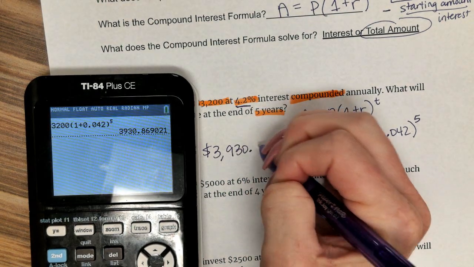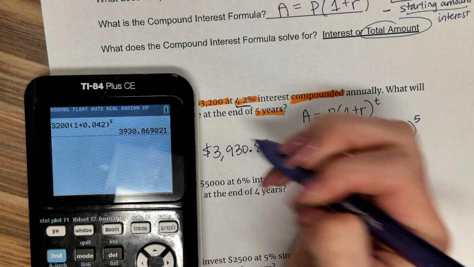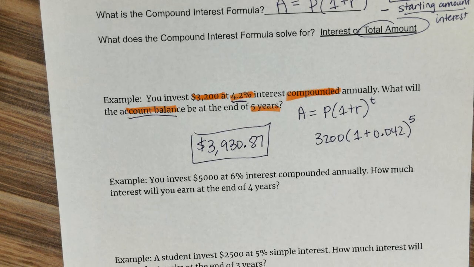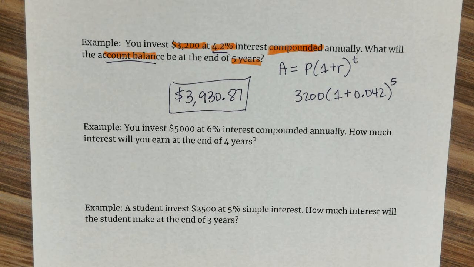$3,930.87 is my answer. I didn't have to do anything extra because the formula solved for what it was asking for. Do y'all understand that? All right, let's look at the next question.